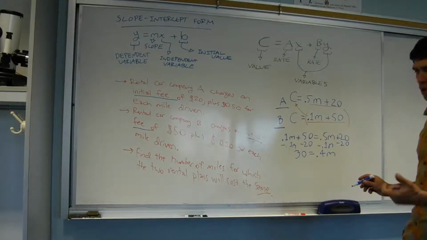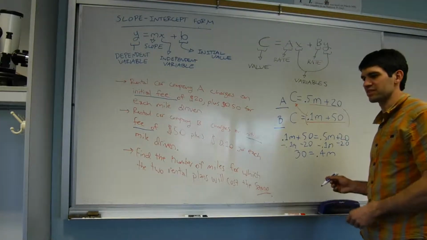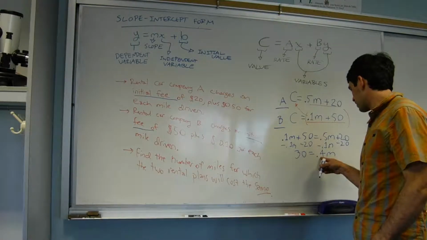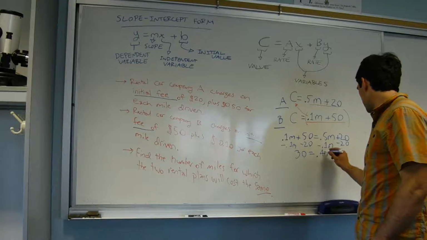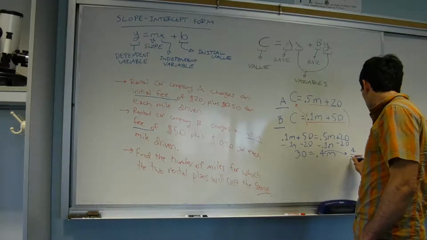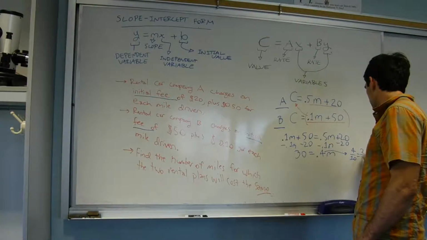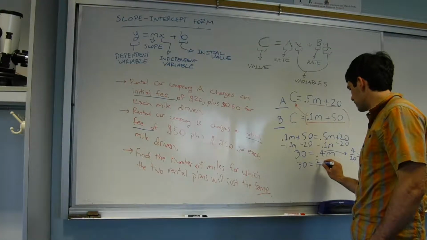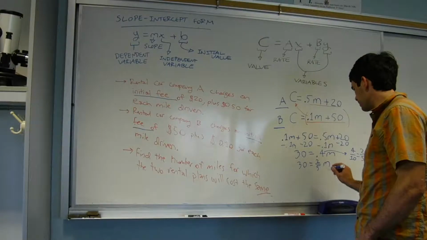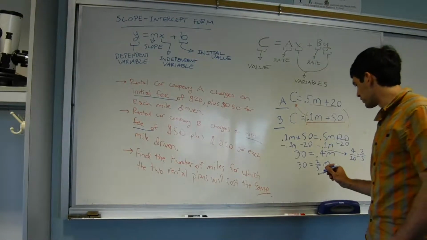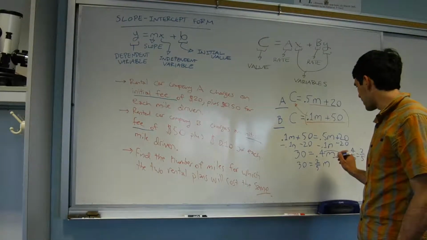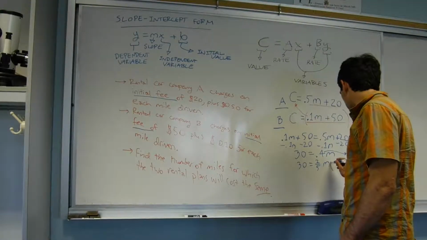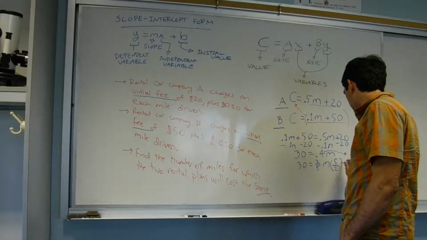I like using fractions instead of decimals, but you can pick whichever one you like more. So I'm going to convert this 0.4 into 4 over 10, which is also equal to 2 over 5. So 30 is equal to 2 over 5 m. Now in order to get m alone and find out what the number of miles is, we're going to want to multiply each side by 5 over 2.